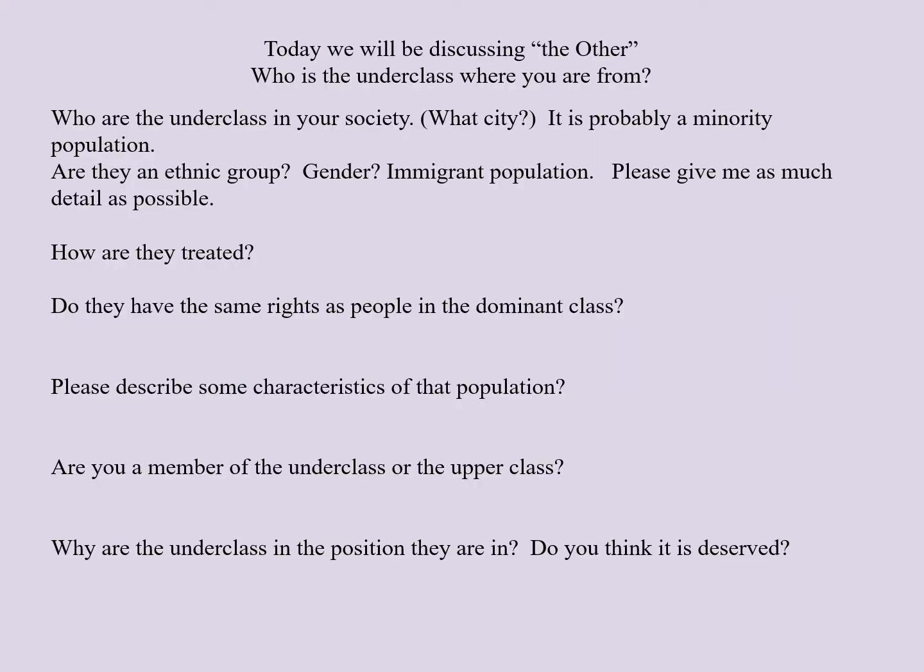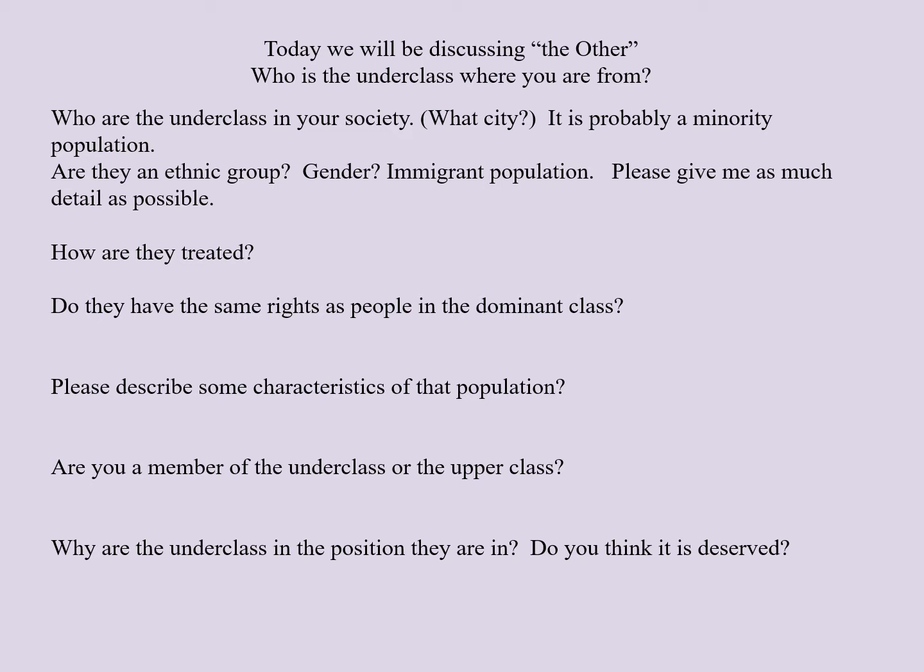These are the questions I give my students. Many of my students are from other places, so I ask them who the underclass is in their society. Here in the United States, we have this baggage that we've inherited from slavery and then from Jim Crow laws, where when we think of an underclass, we tend to think about race. Other countries have different kinds of tensions.